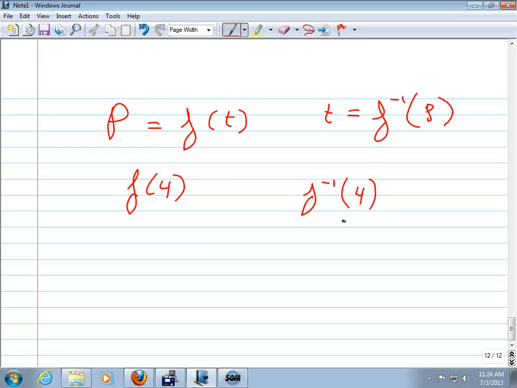They swap the input and the output. They swap the domain and the range. So if your function inputs time and outputs population, your inverse function inputs population and outputs time. Okay.